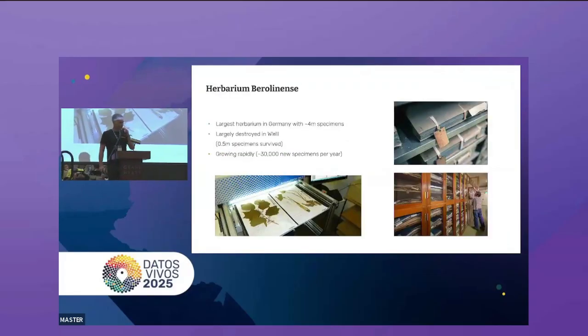The herbarium we have in Berlin is the largest one in Germany. Right now, there are about 4 million specimens. It has been largely destroyed during the World War, but it grew very fast again due to the distribution of duplicates. And even now, it's growing constantly with about 30,000 new specimens per year, mainly through donations from botanists or by collection events from our colleagues.